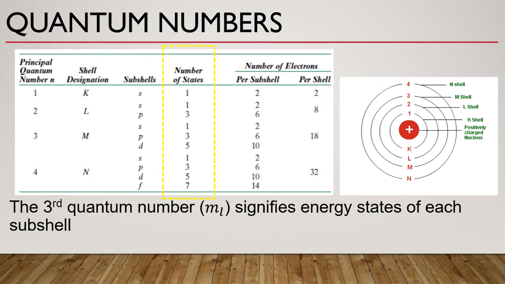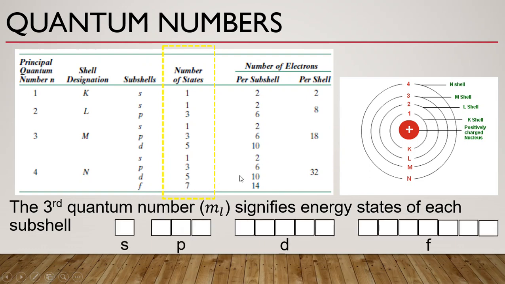For an S subshell, the energy state is single; for a P subshell, the energy state is 3; for a D subshell, the energy state is 5; and for an F subshell, the energy state is 7. This is how we illustrate the energy states of each subshell. Later, we will learn what these energy states are for.